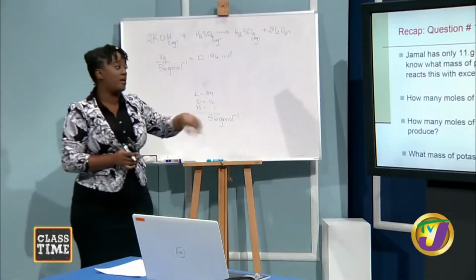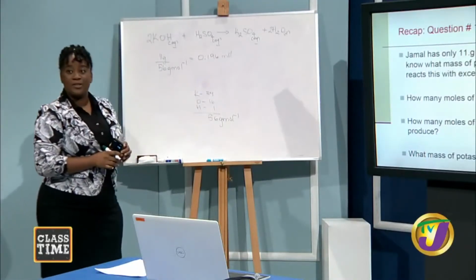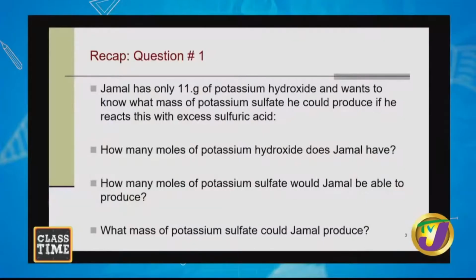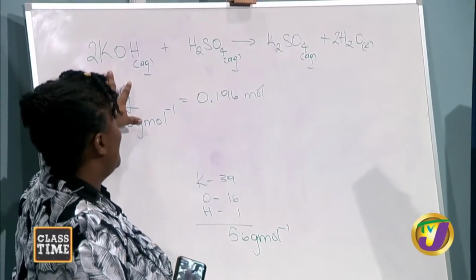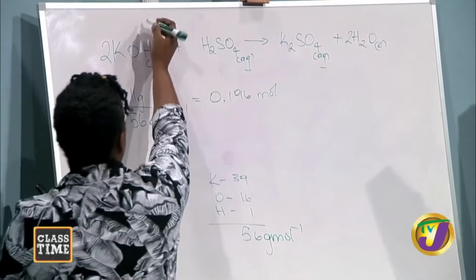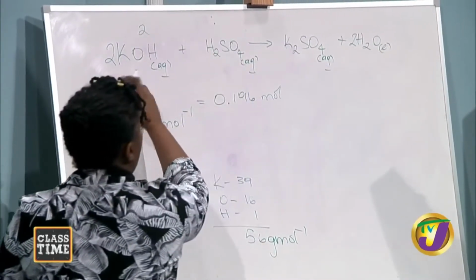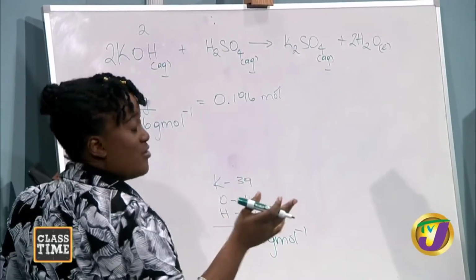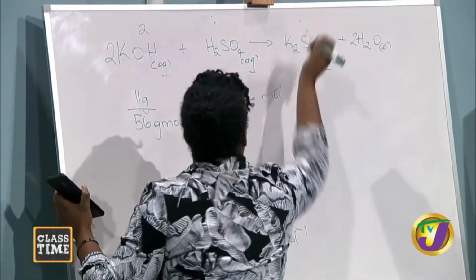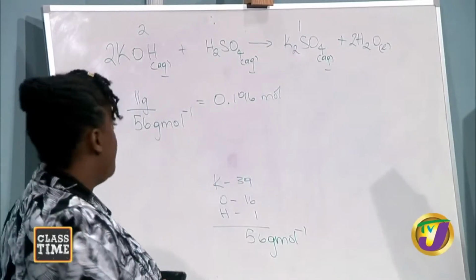So we have answered number 1. Let us move to part 2. How many moles of potassium sulfate would Jamal be able to produce? So again, that's where balancing our equation comes in. It is very important to balance our equation. So this is a 2. Let's look at the mole ratio. The mole ratio here is telling me that it requires 2 moles of potassium hydroxide to produce 1 mole of potassium sulfate.